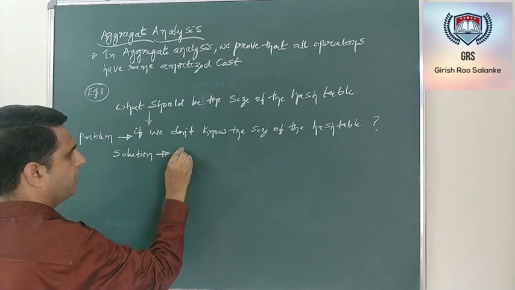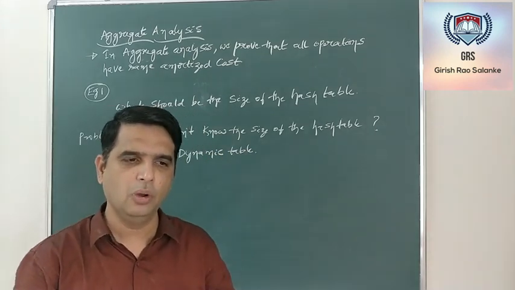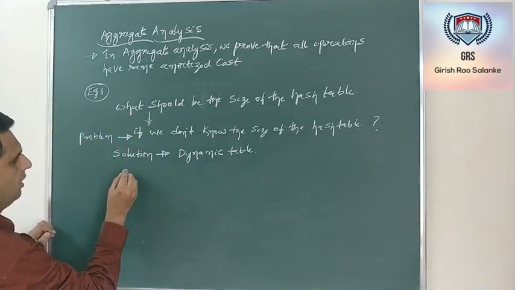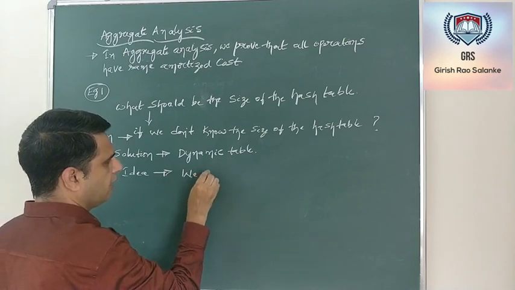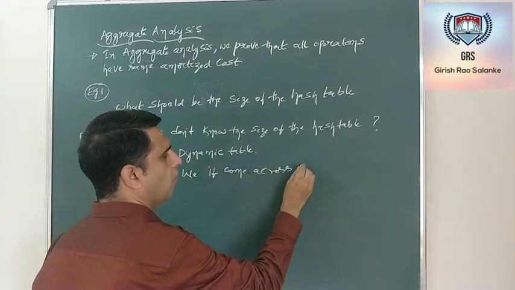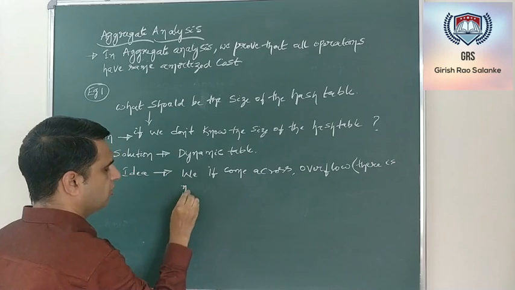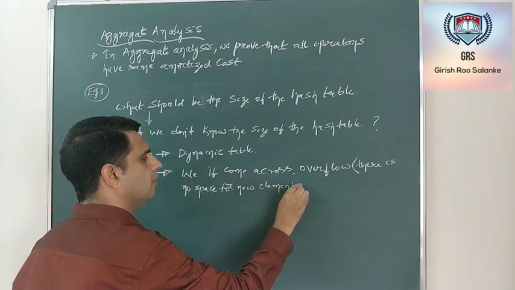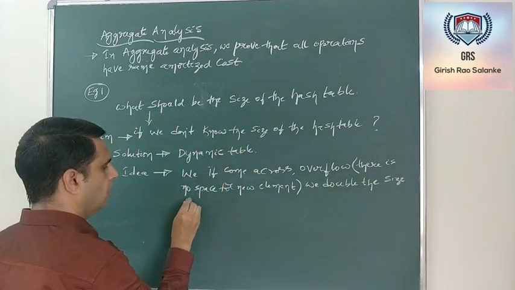Now the solution to this is the dynamic table. Dynamic table in the sense the hash table size should grow as and when we insert some element onto the hash table. What is the idea? What is the dynamic hash table? That means if we come across overflow, in the sense there is no space for a new element, we double the size of the hash table.